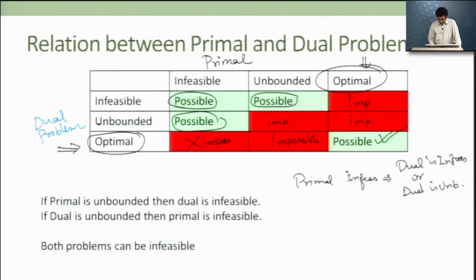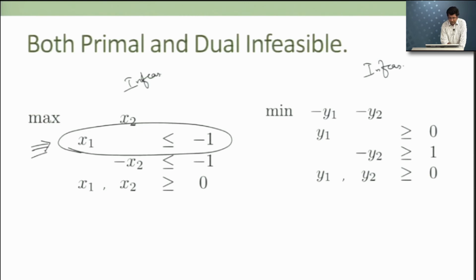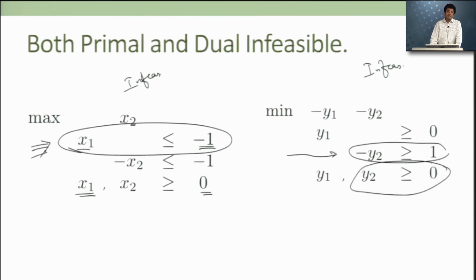But let's give you an example where both problems are infeasible. And here is the example. There's no good reasoning behind the example. It just so happens that you can construct it. The primal is infeasible because of this constraint, x1 less than or equal to minus 1, which conflicts with x1 greater than or equal to 0. Likewise, the same constraint appears in the dual, y2 less than or equal to minus 1, which conflicts with y2 greater than or equal to 0. So they are both infeasible. You can check that this is actually the dual of this. So this is primal, and this is dual. You can check that they are primals and duals of each other.